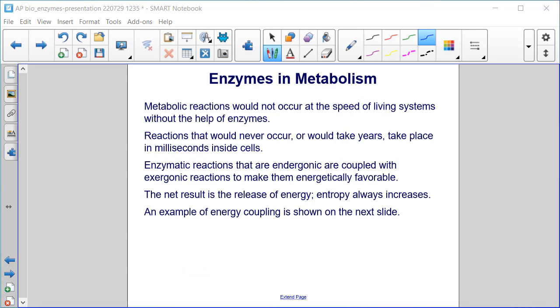Enzymes in metabolism. Metabolic reactions would not occur at the speed of living systems without the help of enzymes. Reactions that would never occur or would take years take place in milliseconds inside cells. Enzymatic reactions that are endergonic are coupled with exergonic reactions to make them energetically favorable. The net result is the release of energy, so that entropy always increases. An example of energy coupling is shown on the next slide.